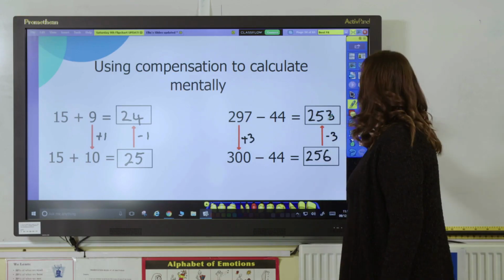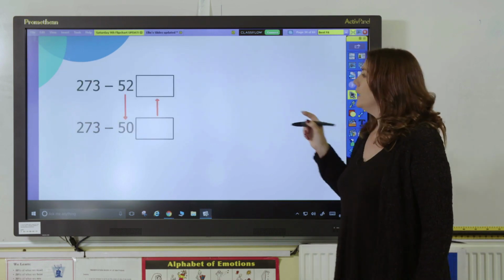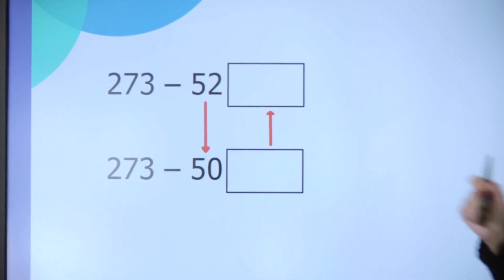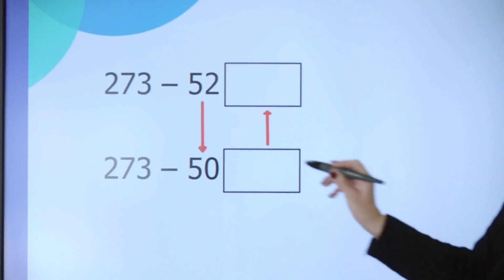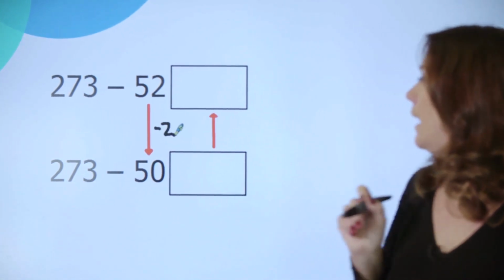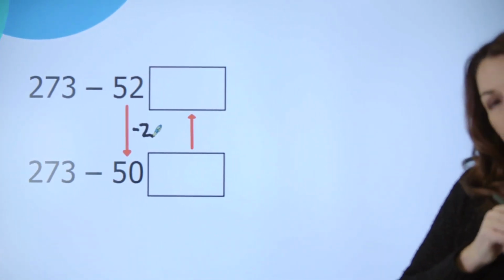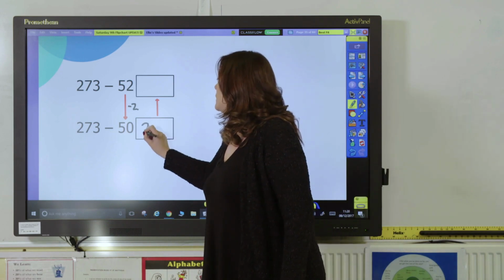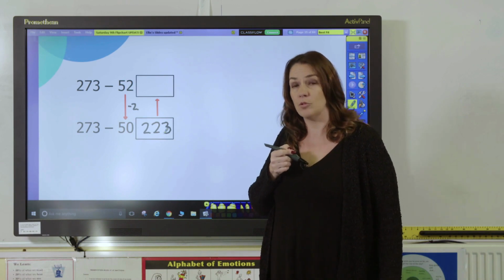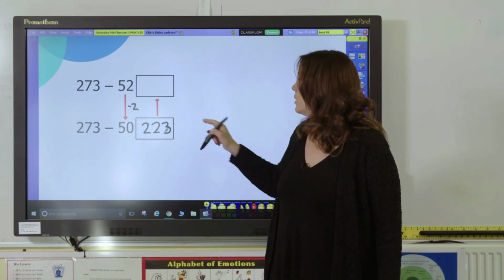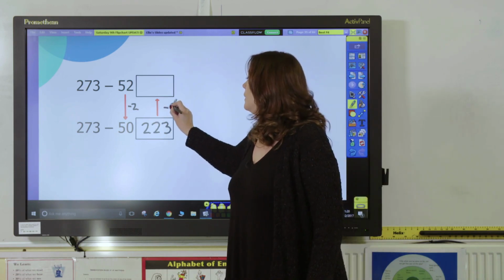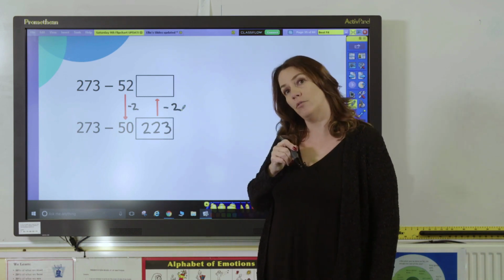Let's have a look at one where it's not quite so straightforward. Here I have 273 take away 52. Now it makes sense here to turn my 52 into 50 because it's closest to work with. So I'm going to take 2 away from the calculation and then take 50 away from 273, which is going to give me 223. Now here, because I've taken 2 away from the number I'm subtracting, I haven't actually subtracted enough. So to compensate and adjust my answer, I've actually got to take away another 2 this time. And that will give me an answer of 221.